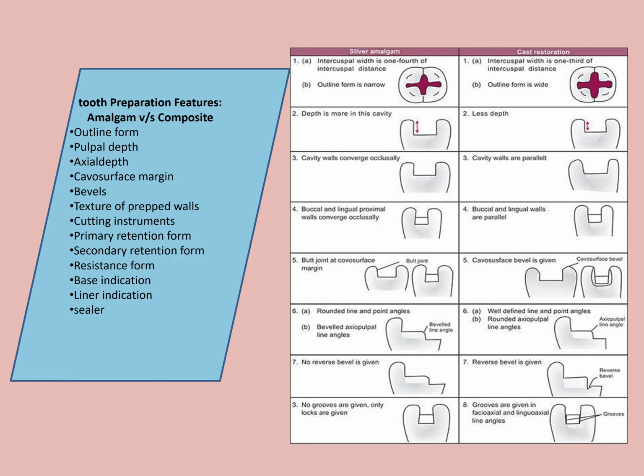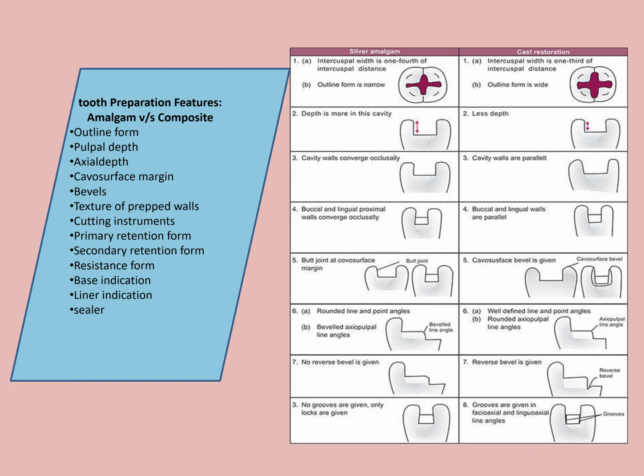This is a very good comparative table between the silver and the cast restorations. You can see here where intercuspal distance is 1/3, outline form is wide, but here outline form is narrow for the amalgam. Intercuspal distance is 1/4. Buccal and lingual walls are parallel. Here they are converging. Butt joint, but for your casting, a cavosurface bevel is given. Cavity walls are parallel here. They are converging here. Then you can see the depth of the preparation, which is less in casting as compared to silver. Rounding of line angle, point angle.